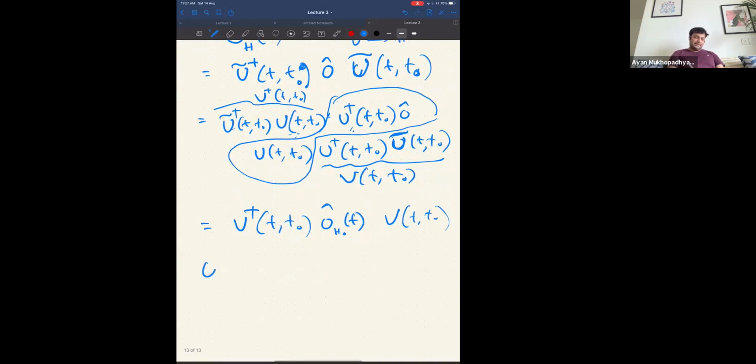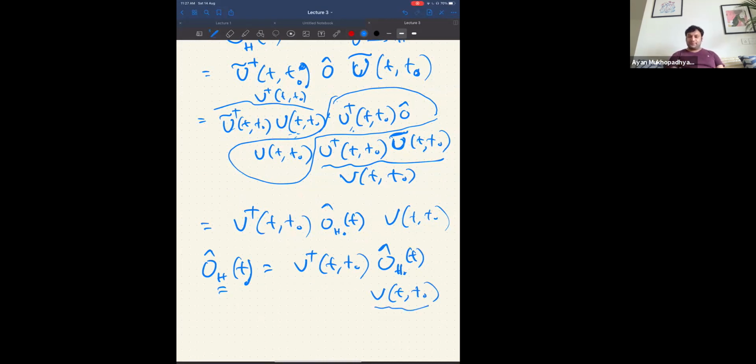So to summarize, O_H(t), where H is in the Heisenberg picture with respect to H, is nothing but V dagger(t, t0) O_H0 V(t, t0). For this reason, often this operator V is called the time evolution operator in the interaction picture. But what it means is as follows: V is simply the operator you need to convert anything that is in the Heisenberg picture with respect to H to anything that is in the Heisenberg picture with respect to H naught.